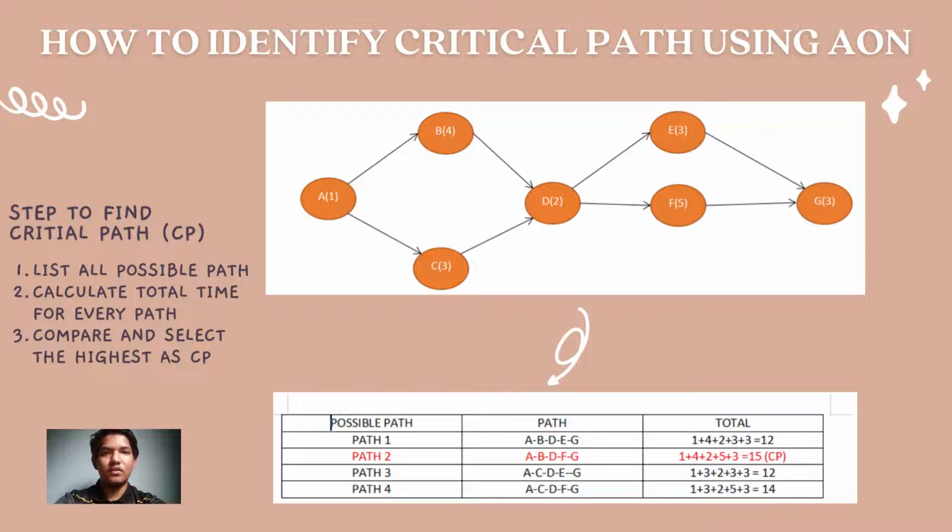Here is one example on how to find critical path. First is to find every possible path. In this case, we have 4 different paths. Next is to calculate total time for every path. The highest time duration is the critical path. For this example, path 2 is the critical path since it has the highest total among other paths.